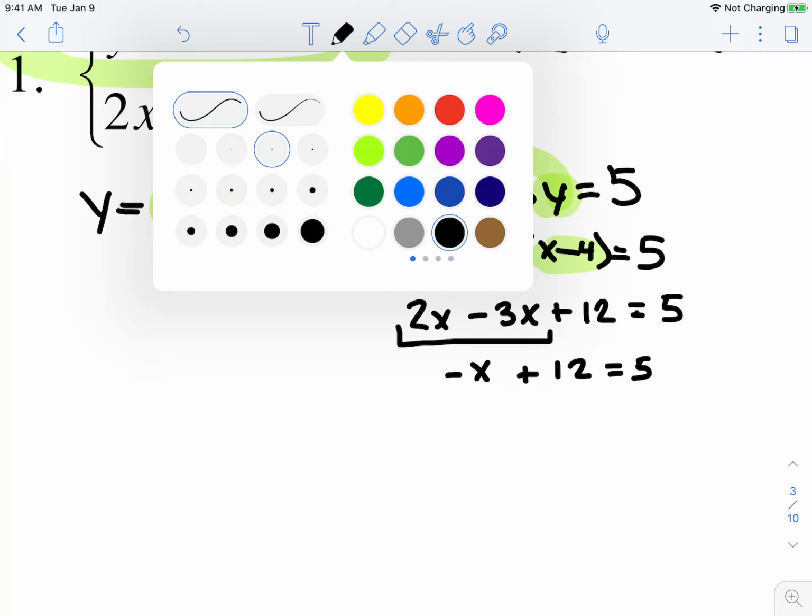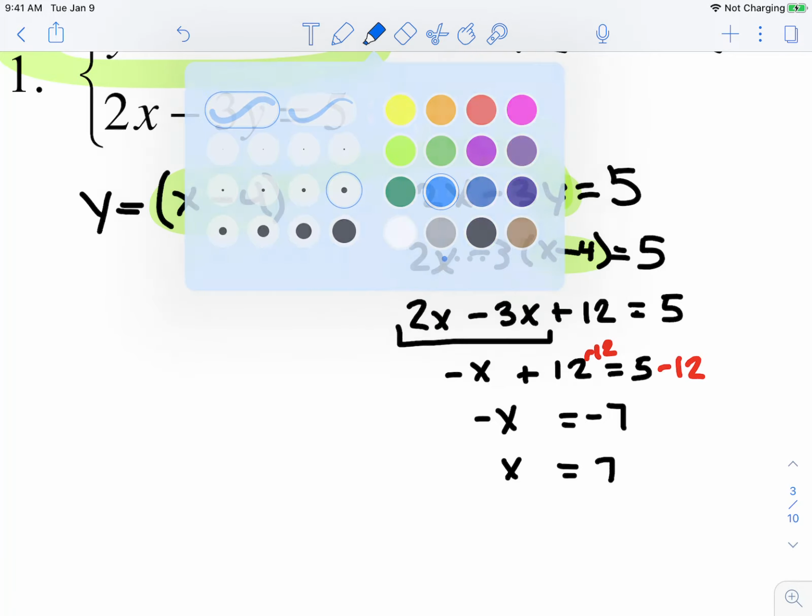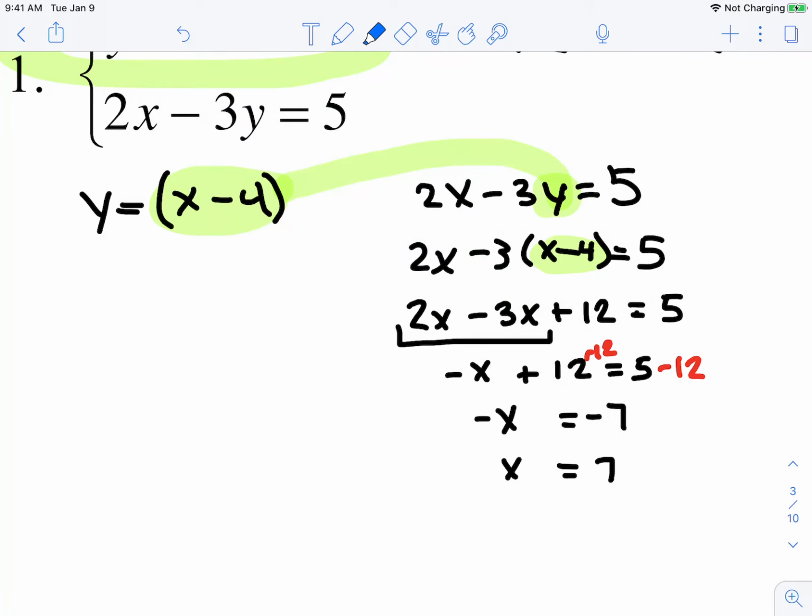So I don't want this 12 here, so I'm going to subtract the 12. And what I do to one side, I do to the other. So we're going to subtract 12 on both sides. And what that's going to give me is negative x plus 0, right? And then on the right side, it's 5 minus 12, so negative 7. And then if I have a negative on the left and a negative on the right, that's the same thing as saying a positive on the left and then change the sign on the right. So x equals 7 in this case. All right, so what we're saying in this system is that these two equations will intersect when x equals 7.